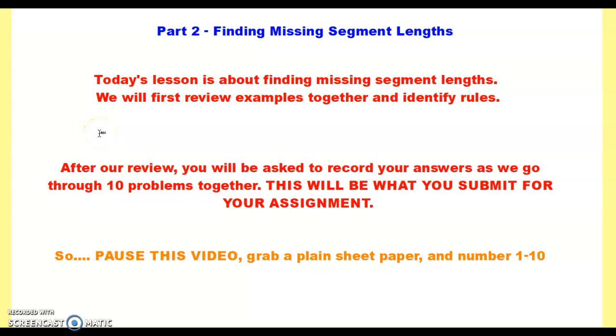All right, math doers, part 2 this week, finding missing segment lengths. So today we're going to be looking at some examples together and identify rules to follow. After a review, you're going to be asked to record your answers as we go through 10 problems that show up on the screen. This will be what you submit for your assignment.